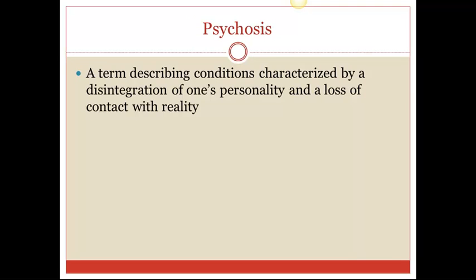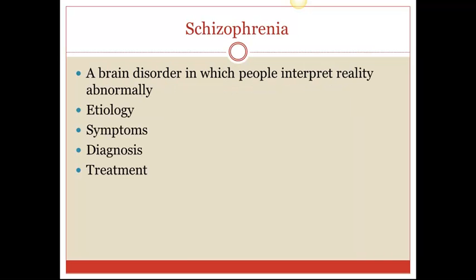Psychosis is a term describing conditions characterized by a disintegration of one's personality and the loss of contact with reality. Schizophrenia is a brain disorder in which people interpret reality abnormally. The etiology is various theories exist, including genetics, overproduction of dopamine, or individuals that are deprived of meaningful relationships. Some symptoms of schizophrenia are loss of touch with reality and act on imagined or fantasized reality, delusions, hallucinations, flat or lack of speech, muscular rigidity, and unresponsiveness. Diagnosis is a verbal screening, and treatment is usually with antipsychotic medications and anti-tremor medications, and also therapy.